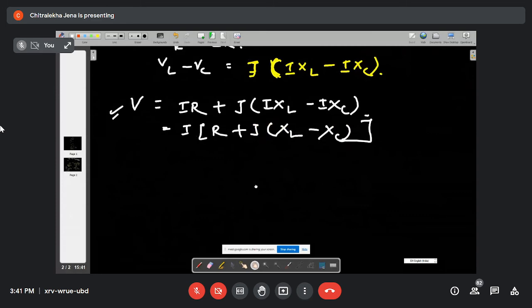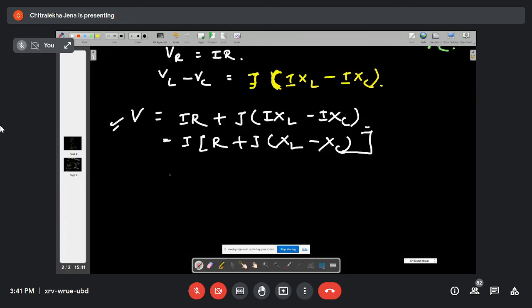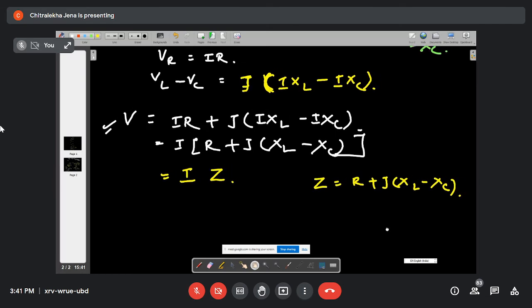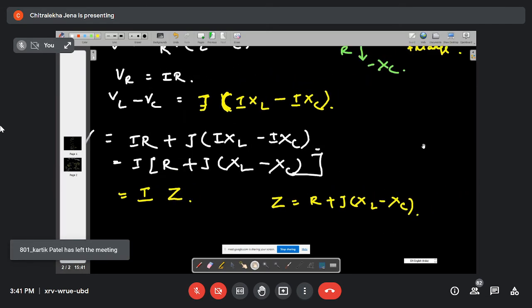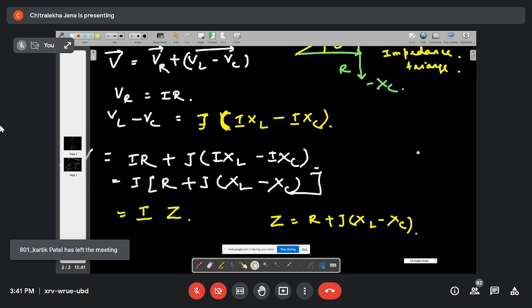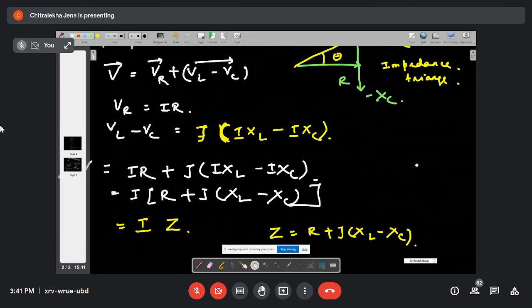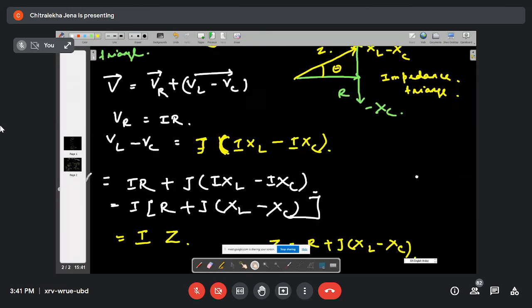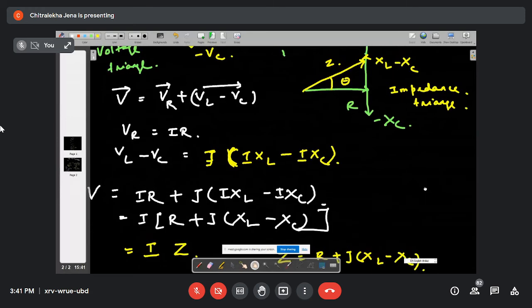So this one will be equal to I into Z. Z is equal to how much? Z is equal to R plus J into XL minus XC, right? Look at your impedance triangle. Is it correct or not?